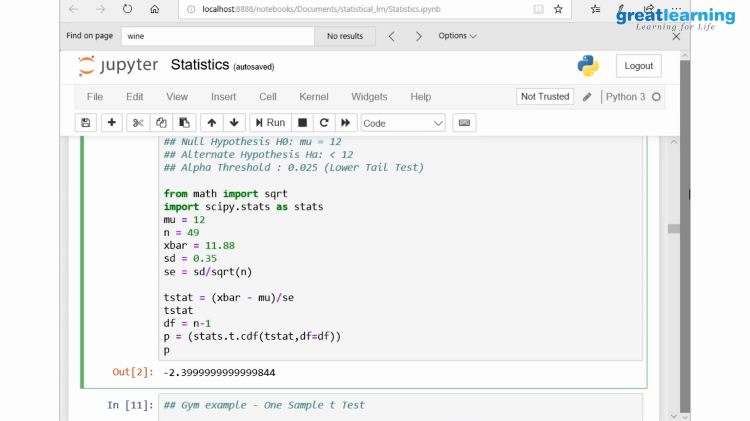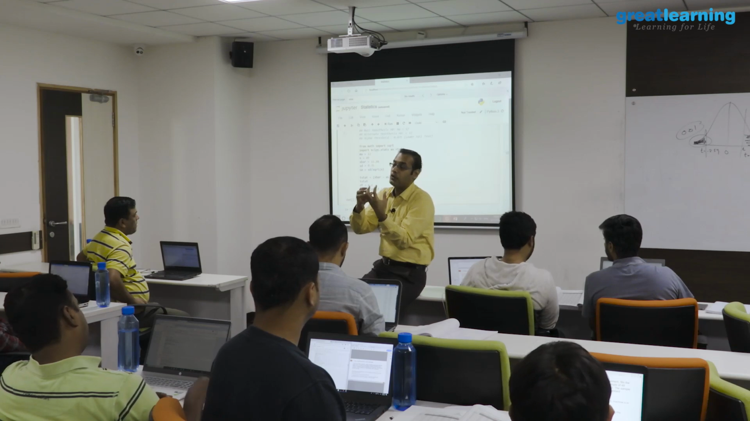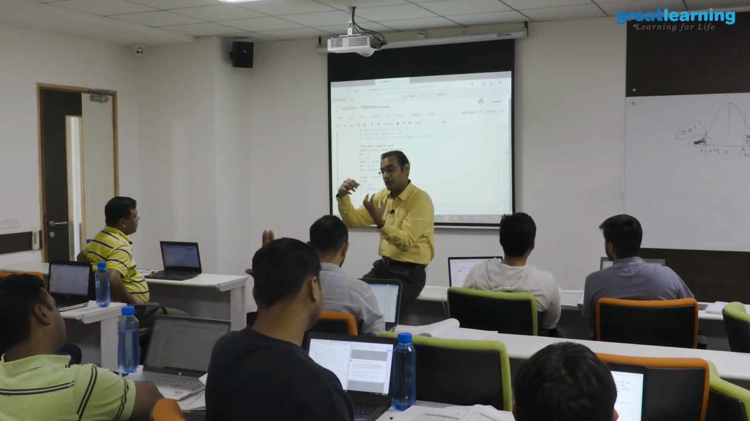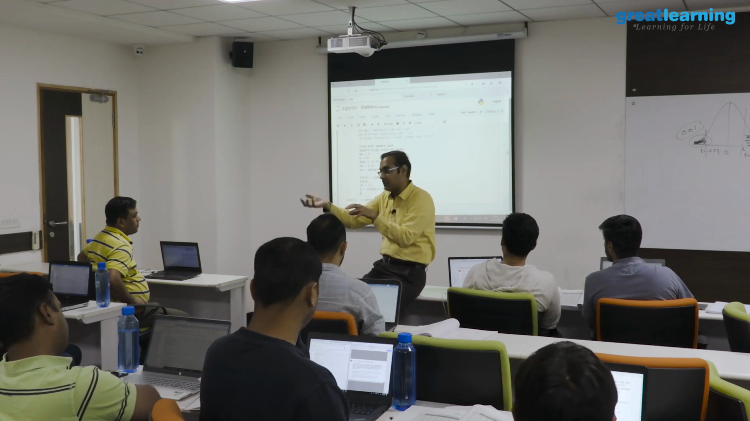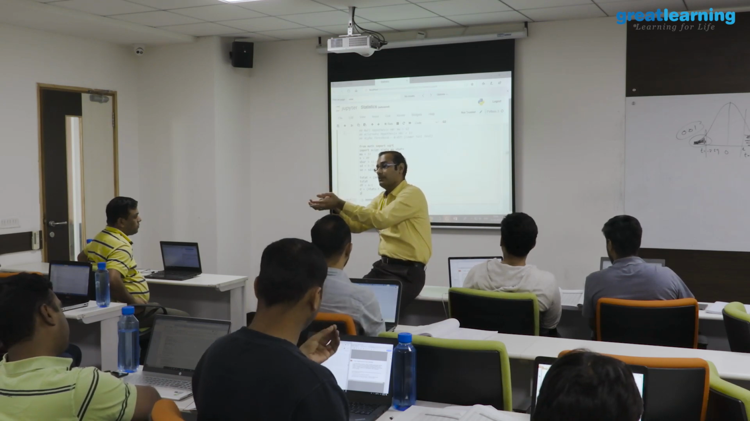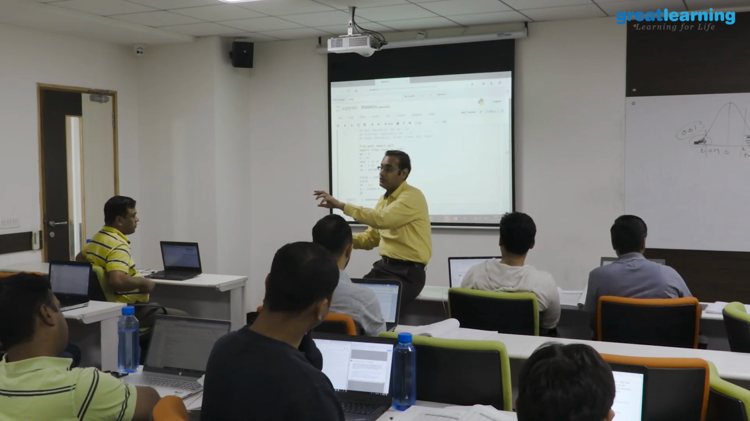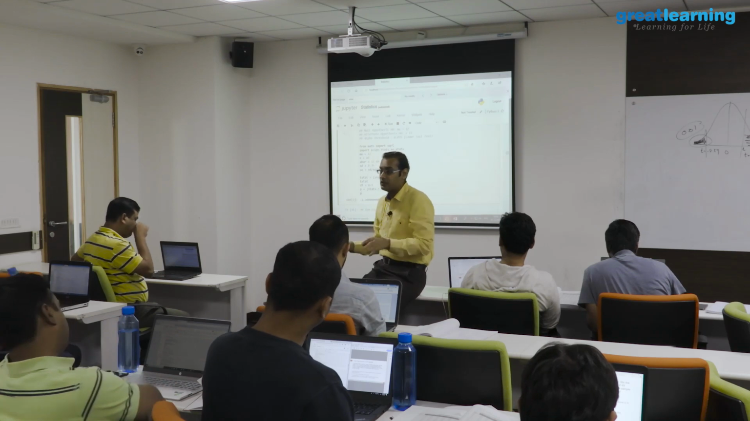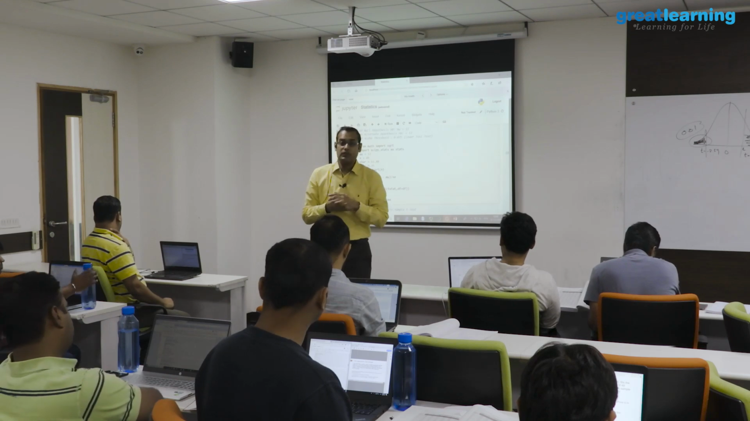If p value is less than alpha, which means reject null, accept alternate. In this case p value is 0.01. Alpha we said is 0.025. So p value is less than alpha, which means reject null, accept alternate. Null here was system is working fine, proper 12 ounces being filled. Alternate is less than 12 ounces it is filling. So I accept alternate, which means the machine is not giving me full 12 ounces. So that is our conclusion.